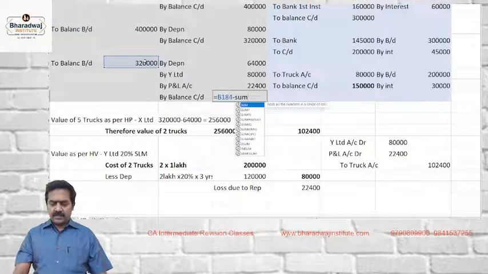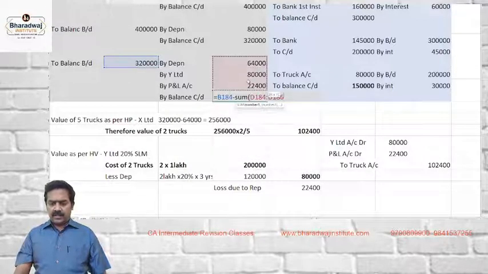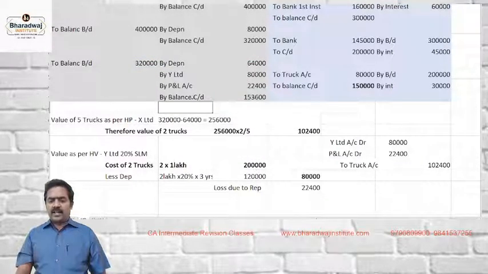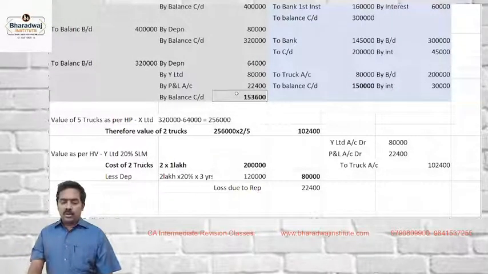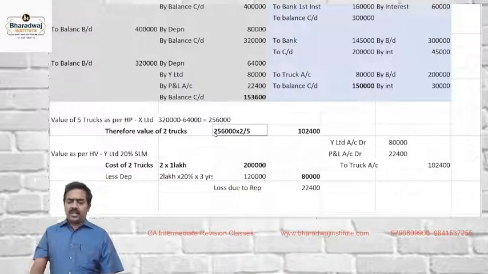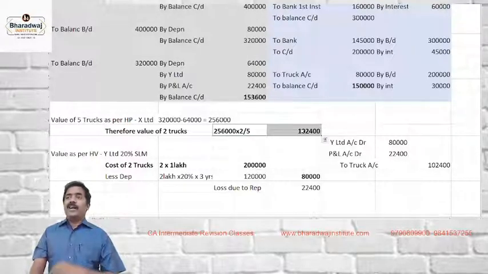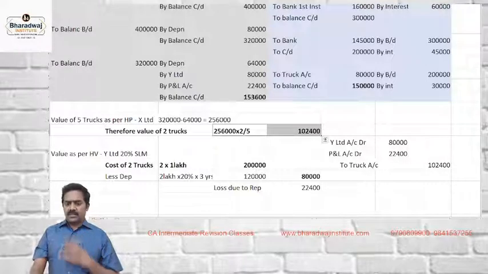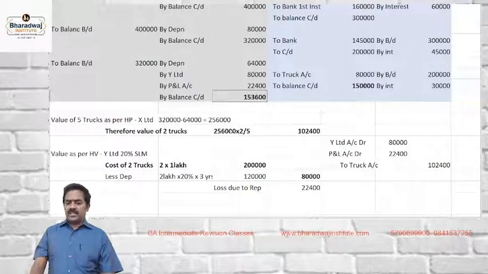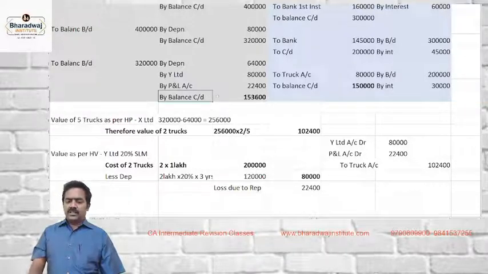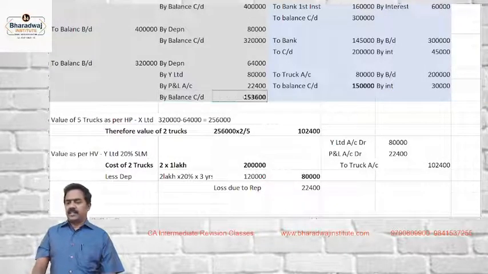3,20,000 minus all these things. You can verify also how many trucks are taken over. How many trucks are taken over? 2 trucks are taken over. 2,56,000 into 2 by 5 gives the value of trucks taken over. How many trucks are left with us? So 2,56,000 into 3 by 5 you apply. This will be the value of how many trucks? 3 trucks.